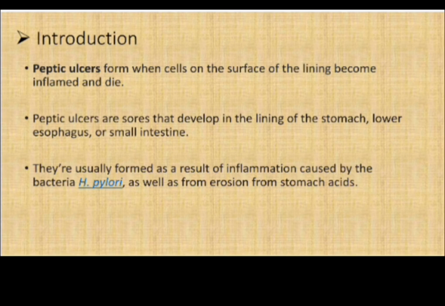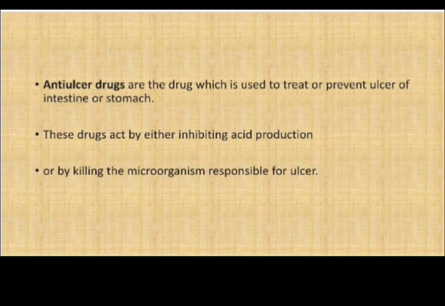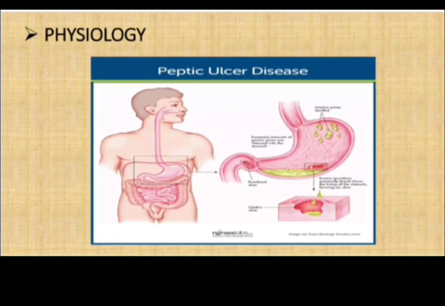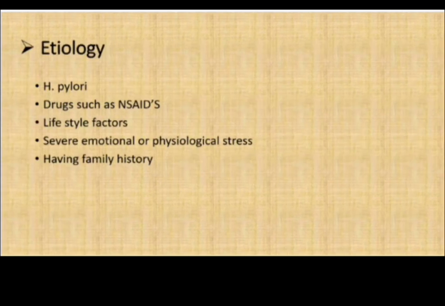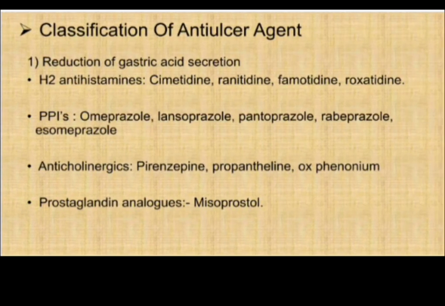They are formed as a result of inflammation caused by H. pylori as well as erosion from the stomach acid, which means hydrochloric acid. Anti-ulcer drugs are the drugs used to treat or prevent ulcer of intestine or stomach. These drugs act either by inhibiting acid production or by killing the microorganisms responsible for ulcer. Etiology: H. pylori, drugs such as non-steroidal anti-inflammatory drugs, lifestyle factors, severe emotional or physical stress, having family history.